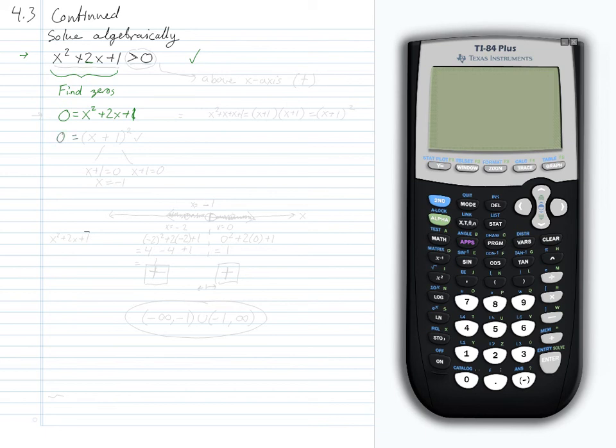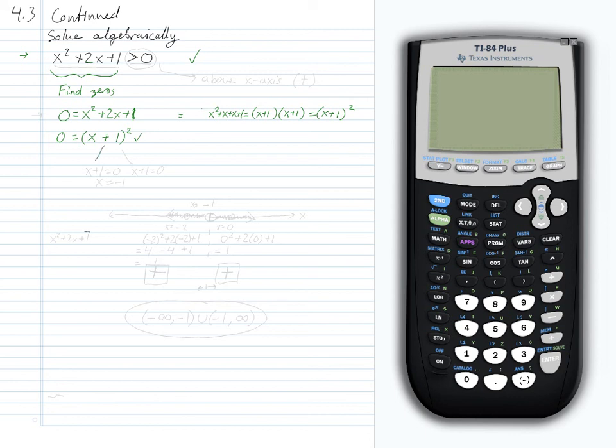Now, x squared plus 2x plus 1, this happens to be a perfect square trinomial. This factors as (x plus 1) squared. And if you don't believe me, you can always FOIL that back out. (x plus 1) squared is the same as (x plus 1) times (x plus 1), which is equal to x squared plus x plus x plus 1, which is equal to x squared plus 2x plus 1. So this is our factorization.